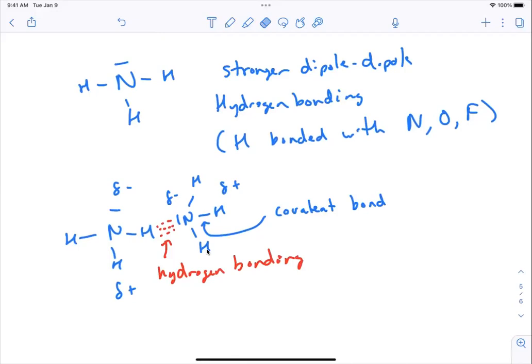No, it's not as strong as a covalent bond. It's very strong, but it's not as strong as a covalent bond. That's why I don't like the name. They're not exactly an actual bond, but they're almost the strongest one.